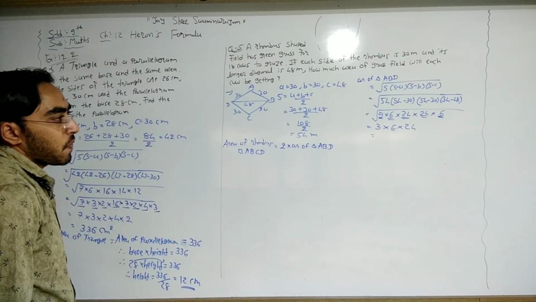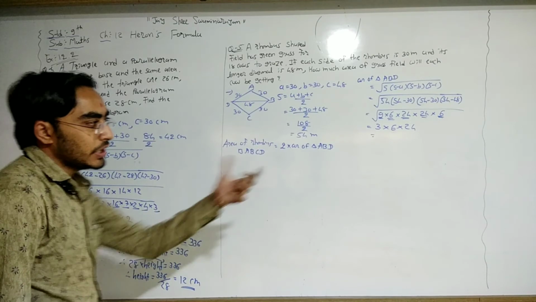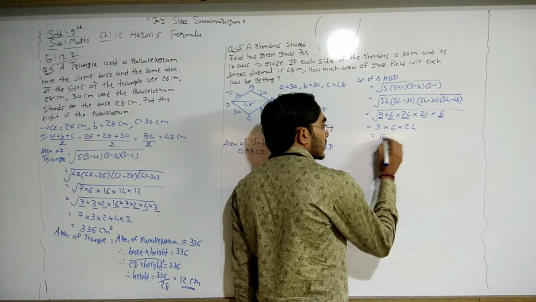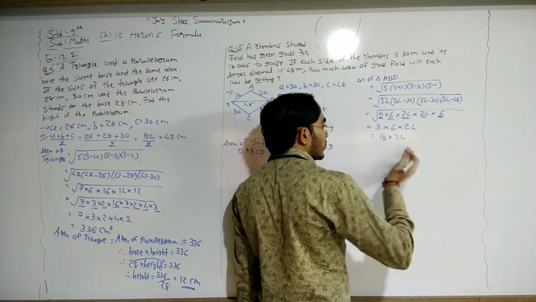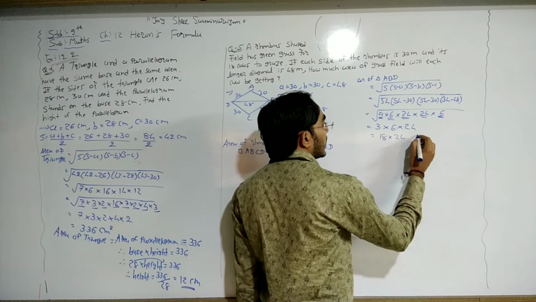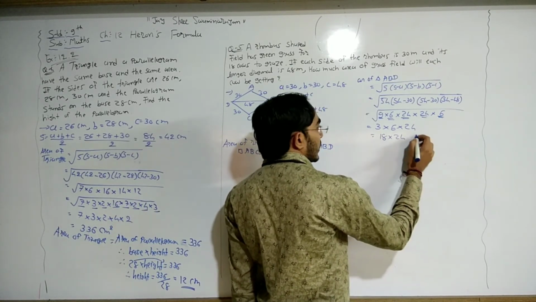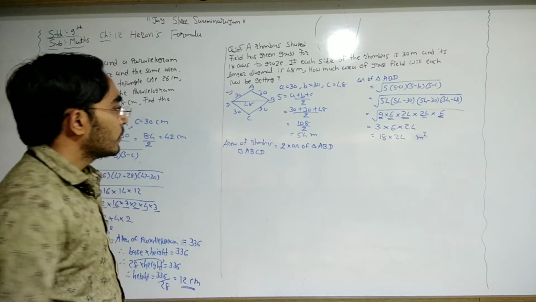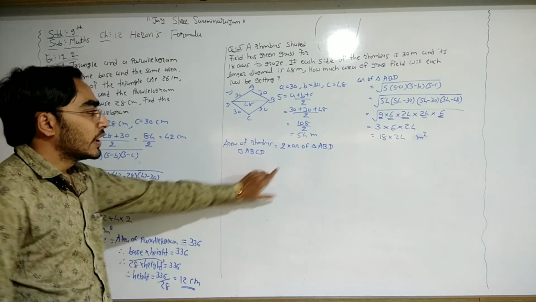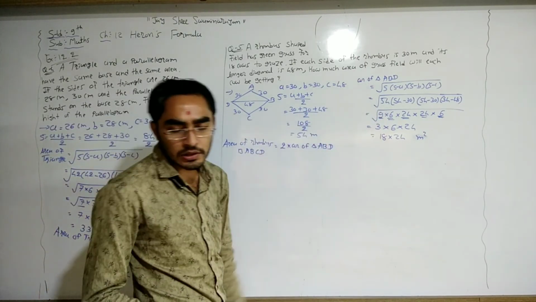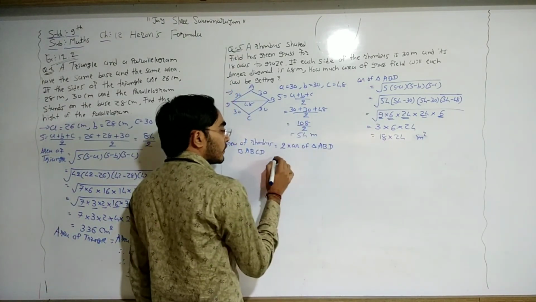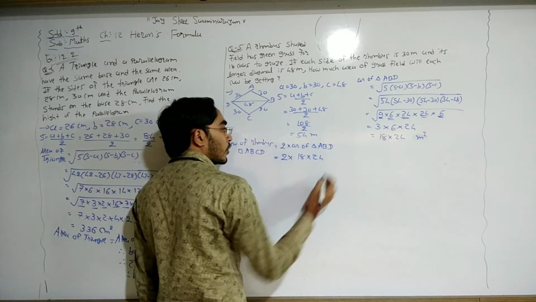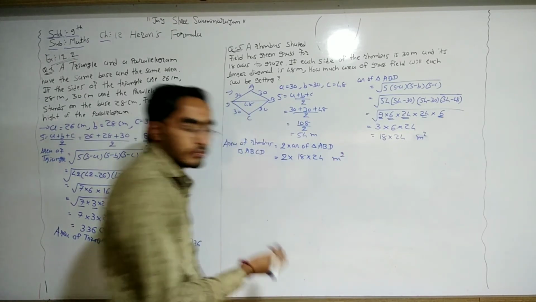Now 6 threes are 18. So 18 multiplied by 24. I am not multiplying this number, I just write the answer as it is, in meter square. Now the area of rhombus ABCD is 2 times the area of this triangle, that is 18 into 24. So first of all, 2 multiplied by 18 multiplied by 24 meter square.